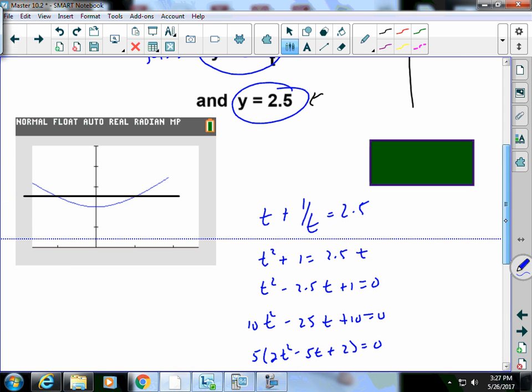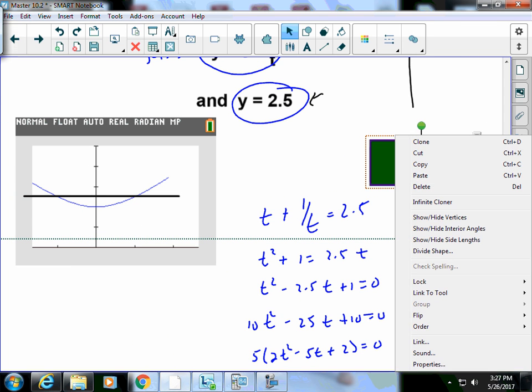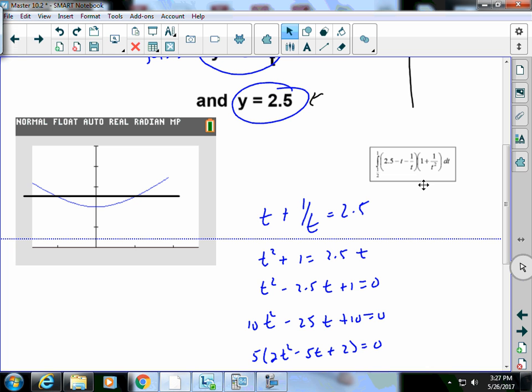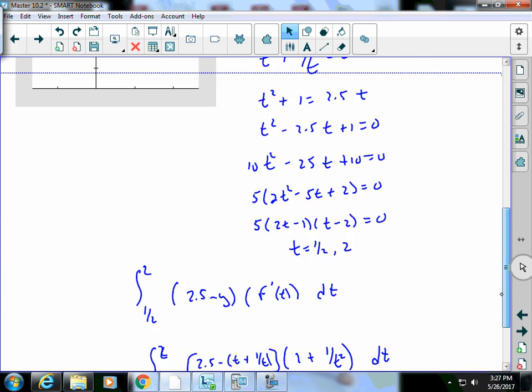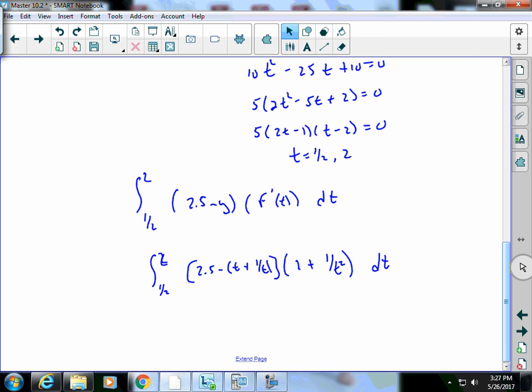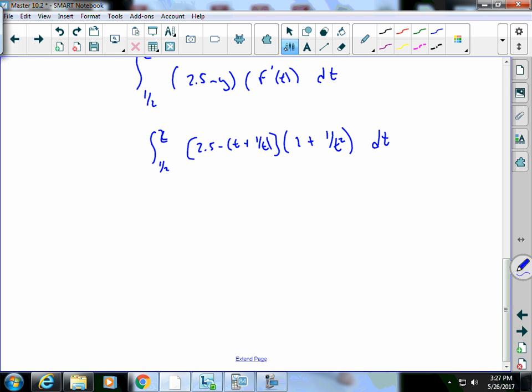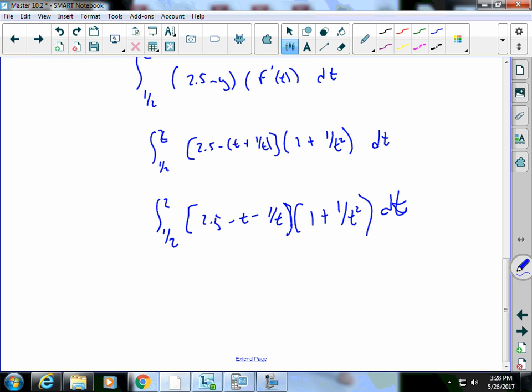And that's all they want us to do. They don't want us to actually evaluate this. They just want us to set up and not evaluate. So there it is. They went a little further. They distribute. If I distributed, I get exactly what they have: 1/2 to 2.5 of (t minus 1 over t) times (1 plus 1 over t squared). And that's all I want you to do. I don't need you to distribute that and what have you.